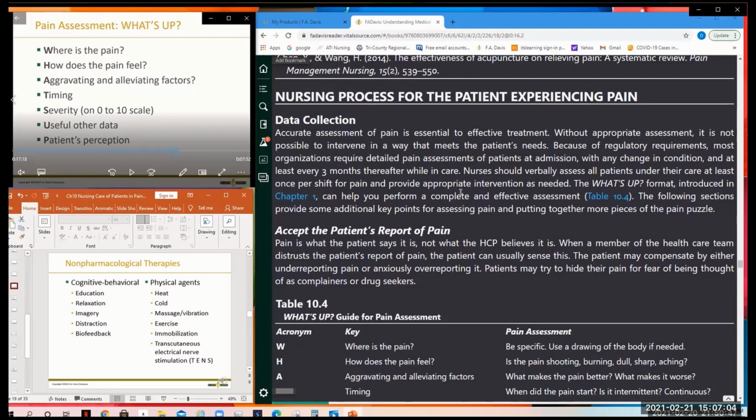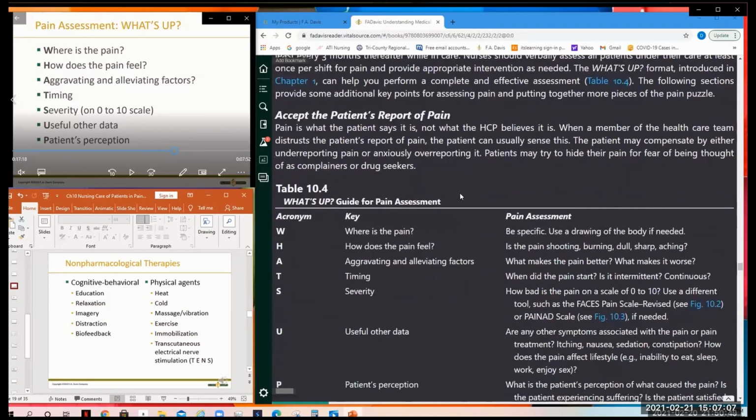Accept the patient's report of pain. Pain is what the patient says it is, not what the HCP believes it is. When a member of the healthcare team distrusts the patient's report of pain, the patient can usually sense this. The patient may compensate by either underreporting pain or anxiously overreporting it. Patients may try to hide their pain for fear of being thought of as complainers or drug seekers.